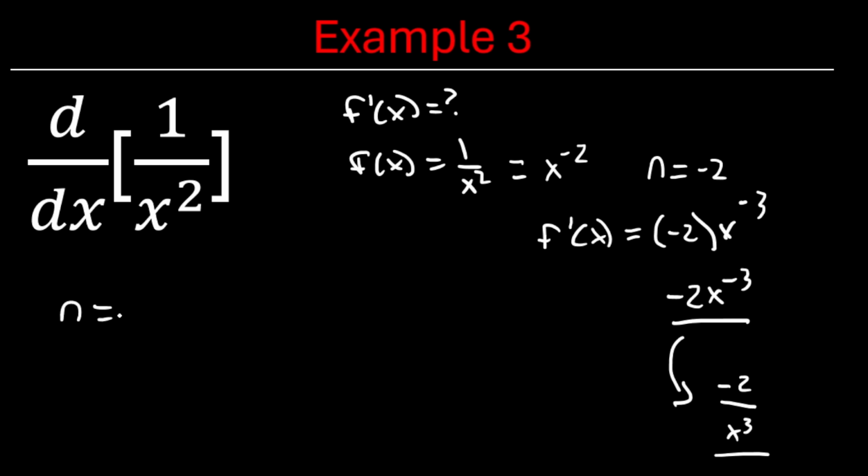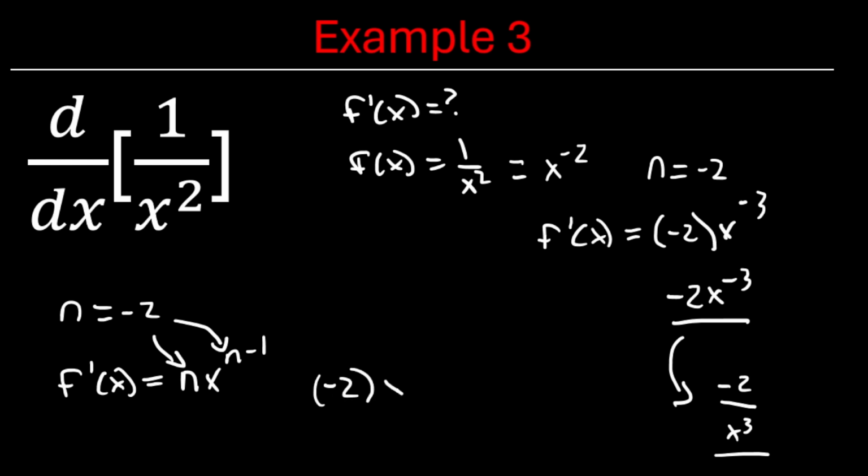Now, if you want to plug that into the equation, f prime of x is n x to the n minus 1. Plug in minus 2 there, minus 2 there. You get minus 2 x to the minus 2 minus 1. Gives us minus 2x to the minus 3.